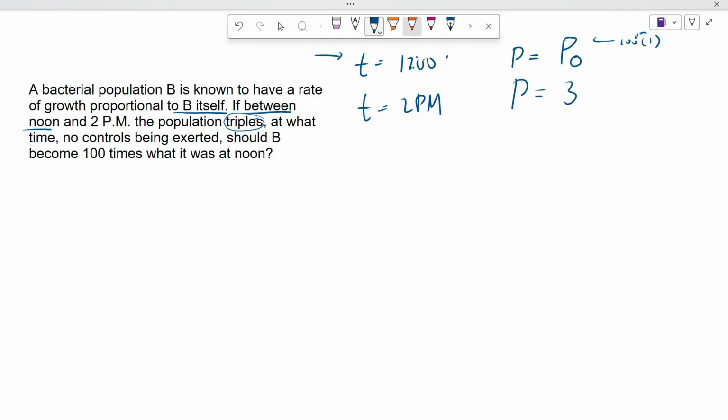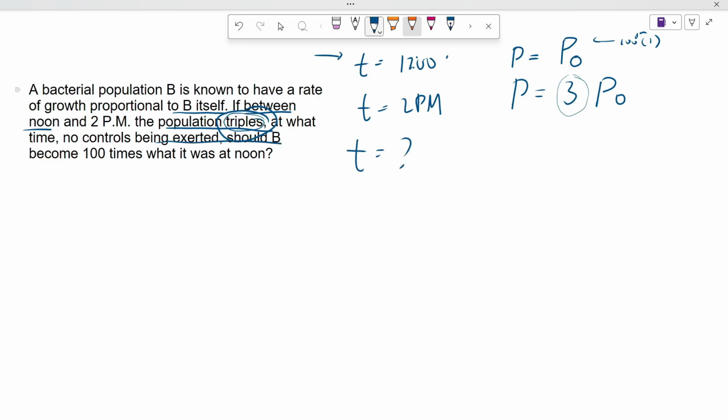P naught, or P sub O. I'll just say P_O later, okay? So, it says the population triples. Ibig sabihin ng triples, guys, the population tripled its initial. Gets?